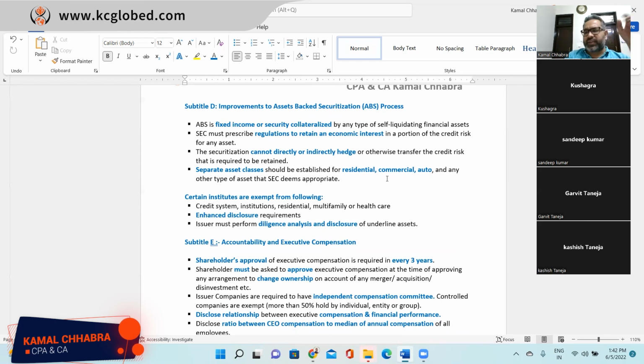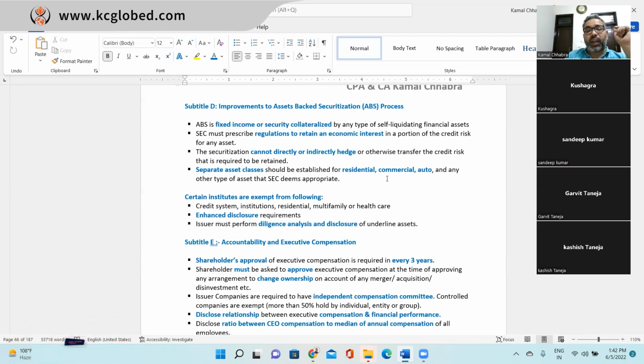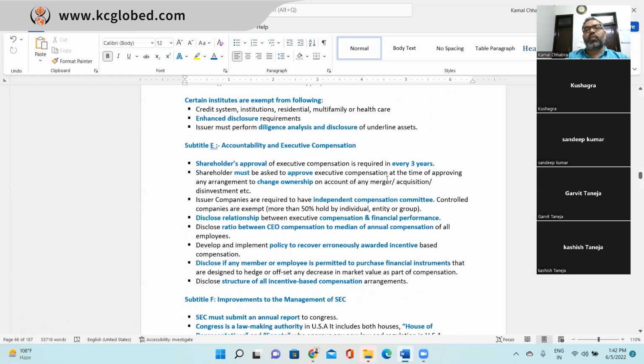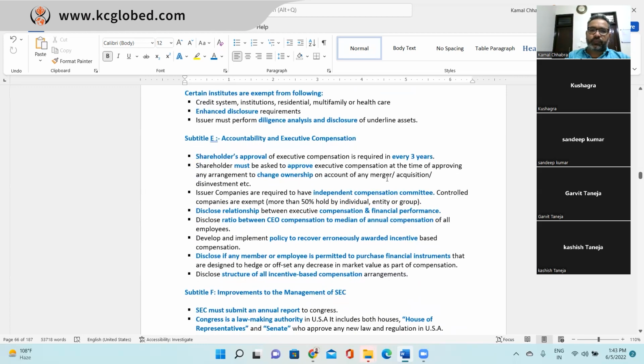Certain institutions are exempt from these kinds of disclosures, which include credit card institutions, residential or multifamily, or healthcare products, but they need to give enhanced disclosure. An issuer must perform due diligence analysis and disclosure of those underlying assets.